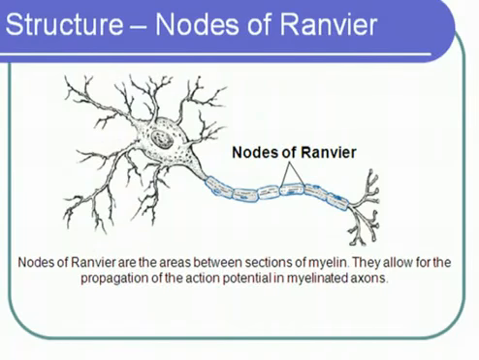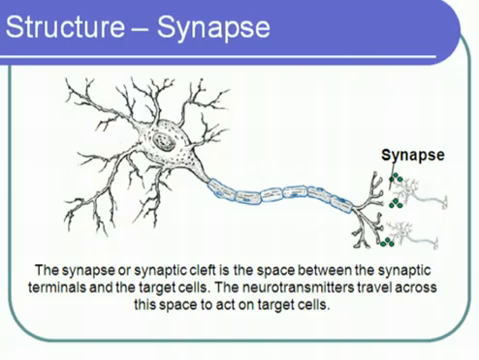The myelin sheath that surrounds many axons is not continuous. There are areas between sections of myelin, and these areas are called nodes of Ranvier. Nodes of Ranvier are areas that are not electrically insulated, and they allow the propagation of the action potential in myelinated axons. The synapse, or synaptic cleft, is the space between the synaptic terminals and the target cells.